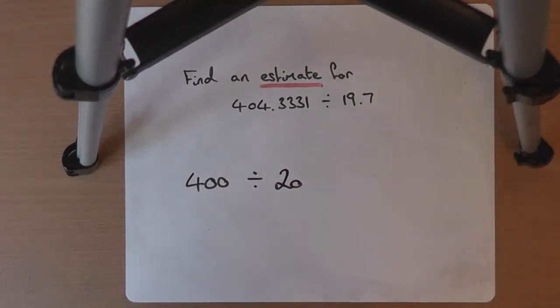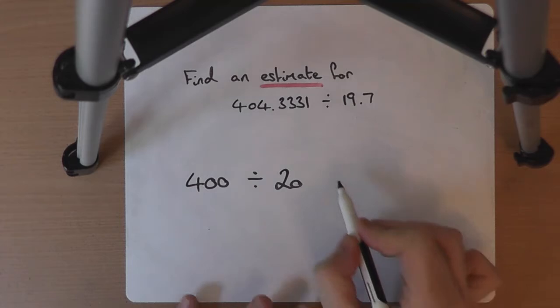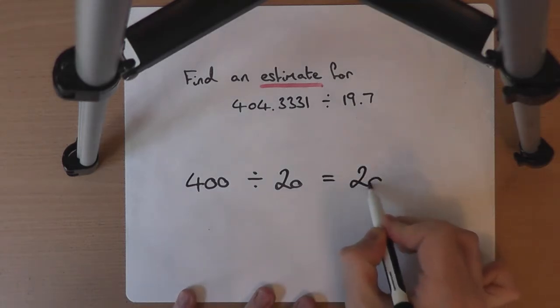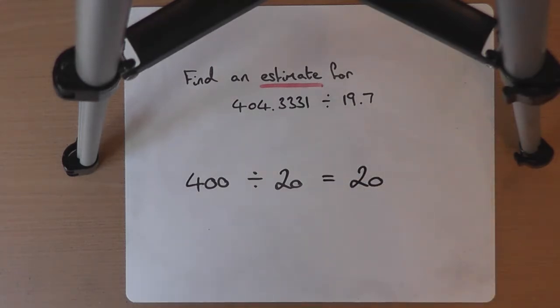We've roughed it a little bit, but why have we chosen those two numbers? Because 400 divided by 20 will make for an easy divide. 400 divided by 10 would be 40. So 400 divided by 20, divided by twice as much, split into twice as many different groups, would give us a nice easy answer of 20. And the answer to that question should be roughly 20.